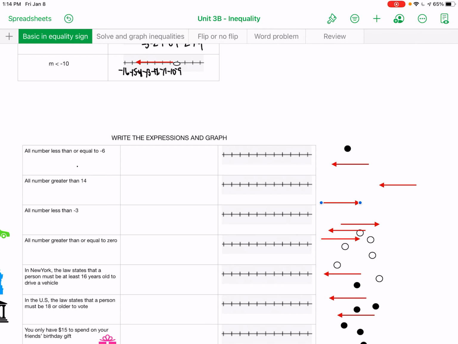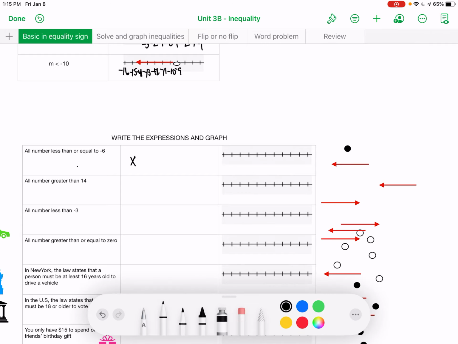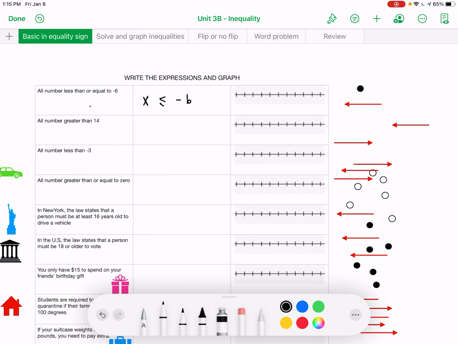Next, we are going to write the expression and then also graph it. So a number, any number, you can use any variable that you want. So a number less than or equal to, so this number will be less than or equal to -6. I'm going to write my expressions first, then come back and graph.